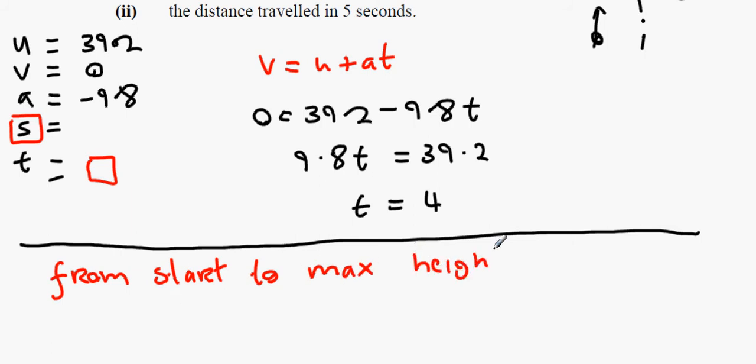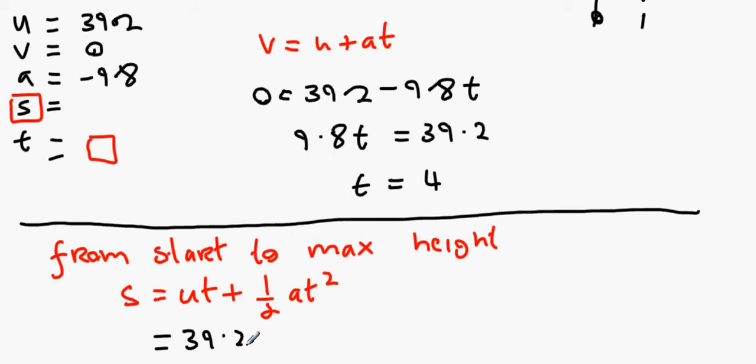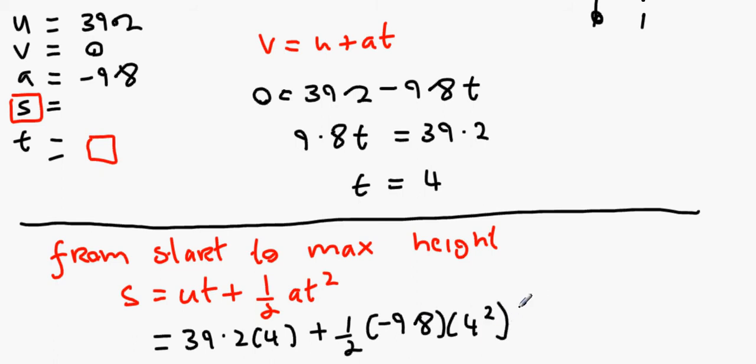Given that we know all the information from the last set, what we can use is S equals ut plus a half at squared. You could also use v squared equals u squared plus 2as. Both of them could be usable. So we're going to get 39.2 times 4 plus a half multiplied by minus 9.8 multiplied by 4 squared. Put all of that into your calculator, and what you'll get is 78.4 meters.